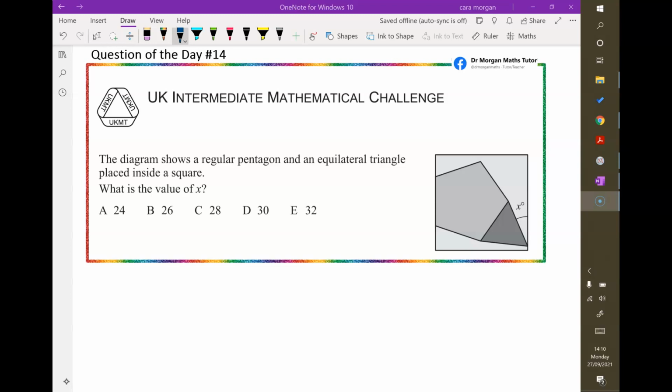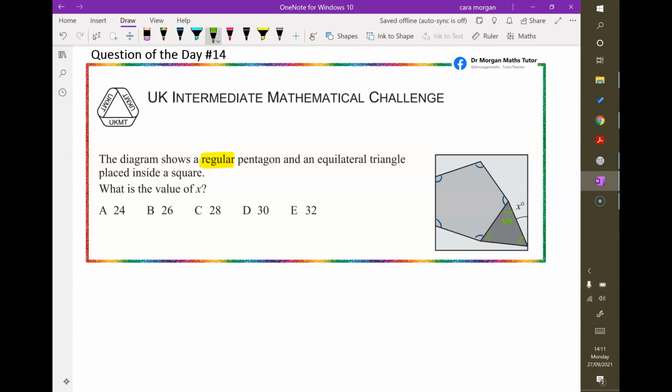Okay, so my question of today shows a regular pentagon and an equilateral triangle placed inside a square, and my job is to find the value of x. I'm just going to highlight the word regular, because regular means I have a pentagon whose sides are all the same and whose angles are all the same inside. I've also got an equilateral triangle, and most people know that the angles inside an equilateral triangle are all 60 degrees. But not as many people know what the angle inside a regular pentagon is.